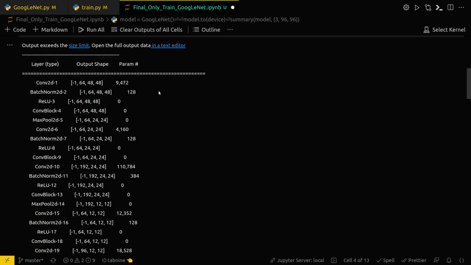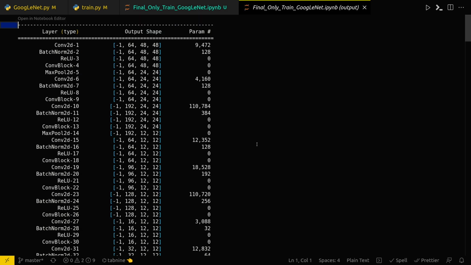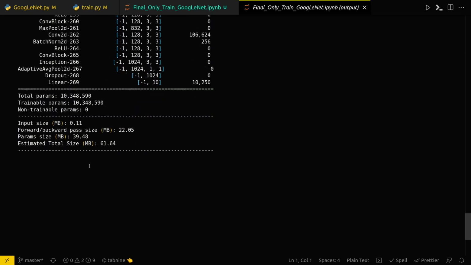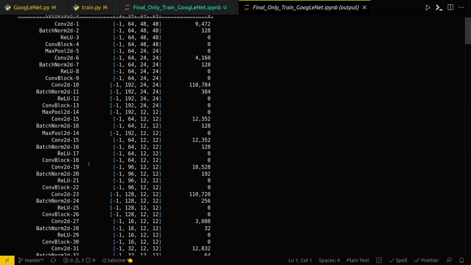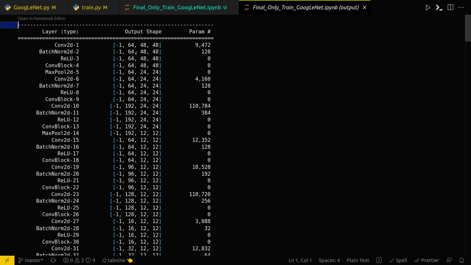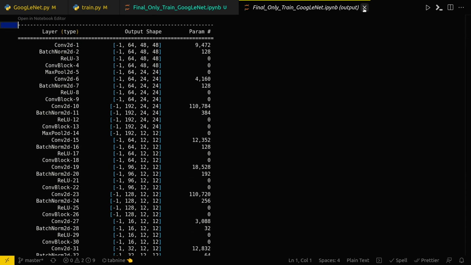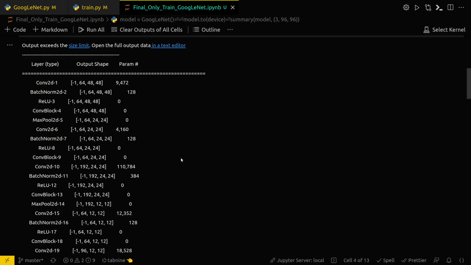And this is the summary I got. Let's open this in a text editor. So this is the entire architecture of my network, and it's a pretty deep network, as you can obviously see. It gives you all the output shapes and parameters, etc. So if you run this notebook, you definitely need to check this. For now, I'm just closing it.